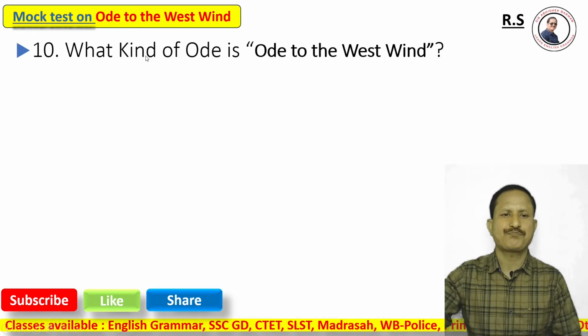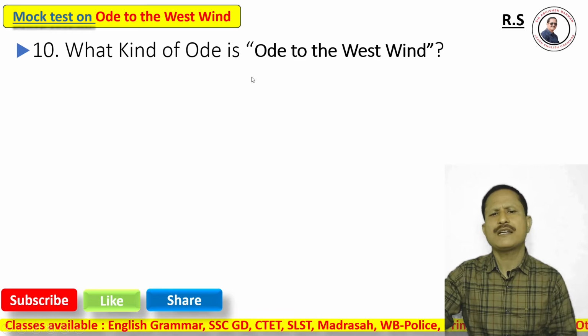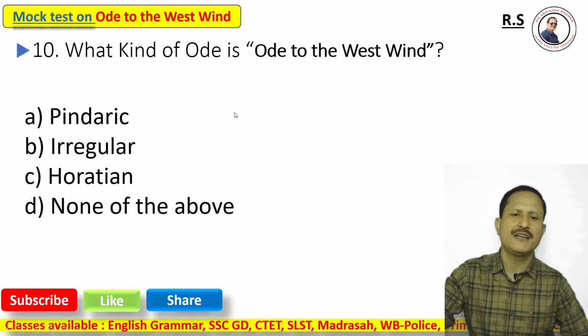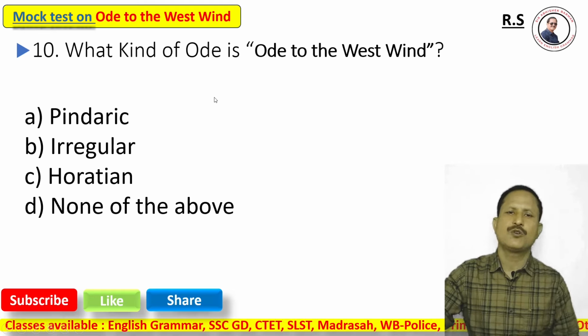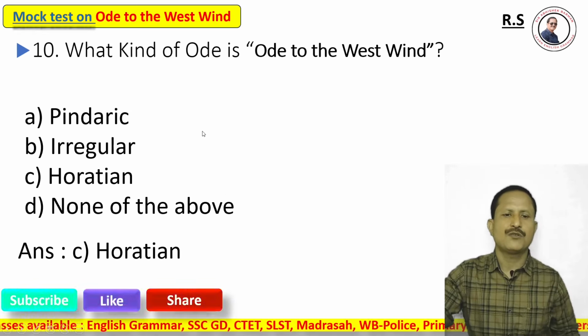Next question number 10. What kind of ode is Ode to the West Wind? What kind of genre is this poem or ode? Option A, Pindaric; option B, irregular; option C, Horatian; option D, none of the above. The correct answer is, Ode to the West Wind is a particular ode, that is option C, Horatian ode.